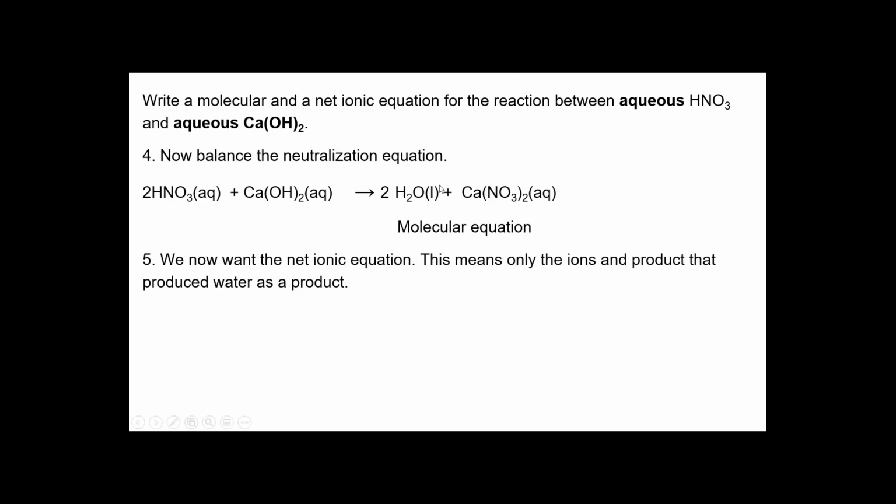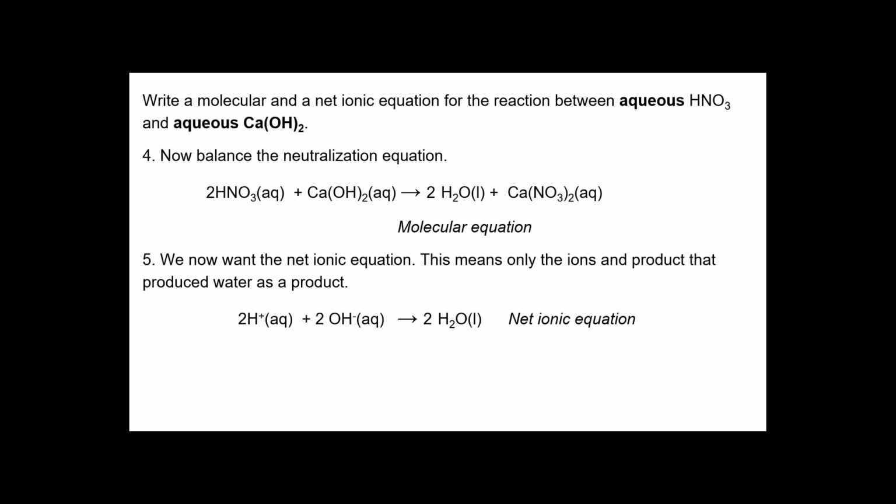Now we get to balance it. So we have to look and make sure it's completely balanced through, and when it is, you have a completed molecular equation. But we want the net ionic equation. So the easiest way is, since you know this is a neutralization reaction, you don't even have to go through the total ionic equation unless it specifically asks for it.